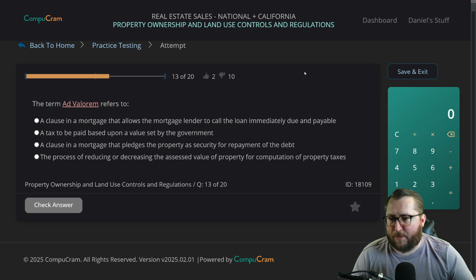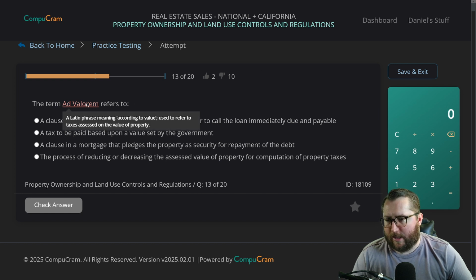Question 13. The term ad valorem refers to a clause in a mortgage that allows the mortgage lender to call the loan immediately due and payable, a tax to be paid based upon a value set by the government, a clause in a mortgage that pledges the property as security for repayment of the debt, or the process of reducing the assessed value of property for computation of property taxes. All right, let's check this out. A Latin phrase meaning according to value, used to refer to taxes assessed on the value of property.